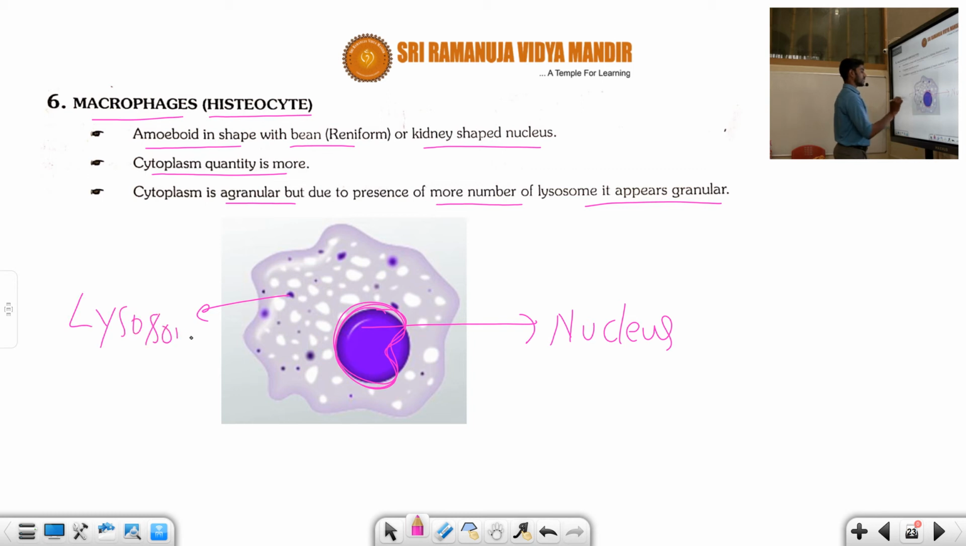What is a lysosome, student? It is a suicidal bag of the cell. This is a very important organelle found in the cytoplasm. It destroys dead cell organelles, and once it is associated with the dead cell organelles, it is also destroyed by itself. That's why it is called the suicidal bag of the cell. Hopefully you can understand about the macrophages.